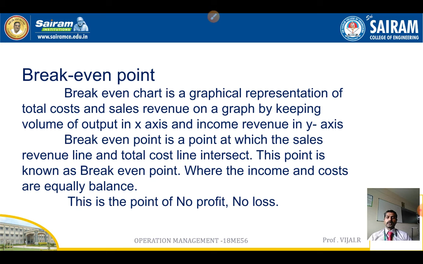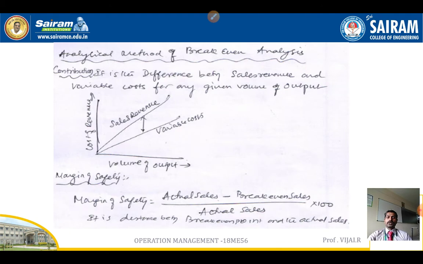We will get an intersection of both the revenue line and the total cost line. When it gets intersected, the point of intersection is called the break even point, where the income and costs are equally balanced, there is no profit, no loss, right? So here the analytical method, this is what it shows.